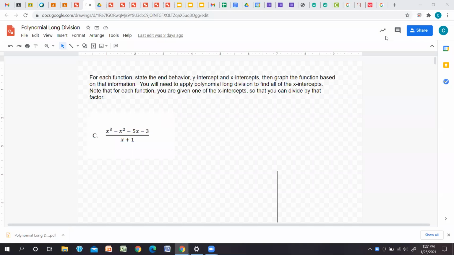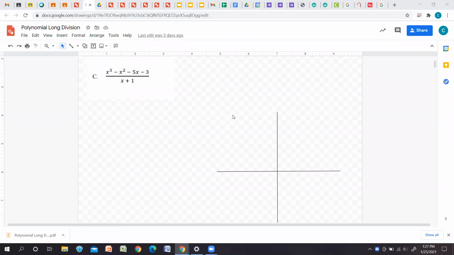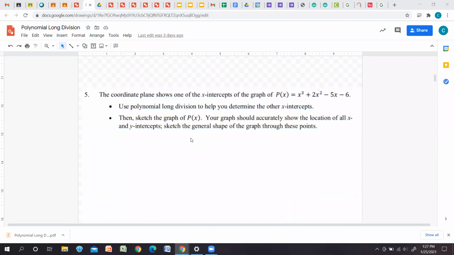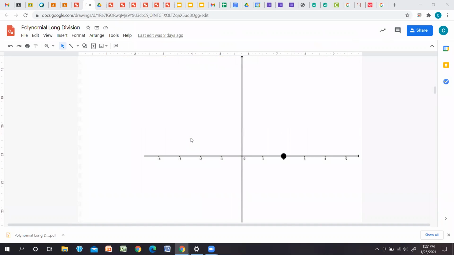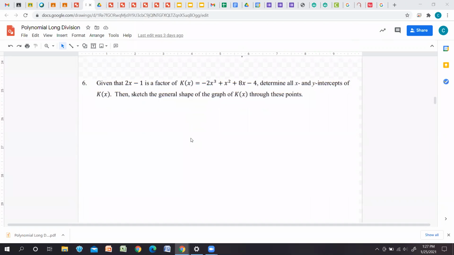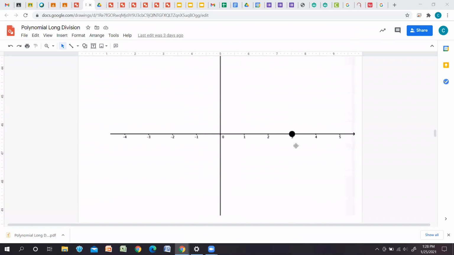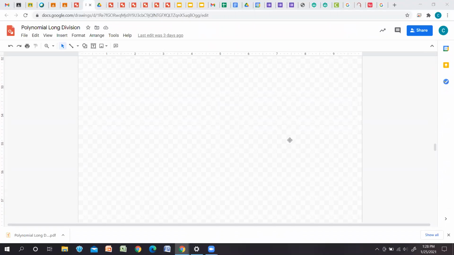Good morning. For this lesson, we will be practicing polynomial long division and how to apply it to find the information about a polynomial and then to graph it. So you notice for each example, you're somehow given one of the intercepts. Either they state it like they do here, or it shows it on the graph. So for example, the factor here would be x minus 3.